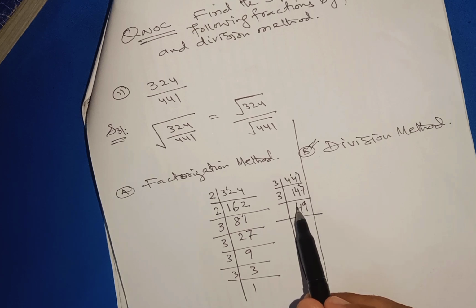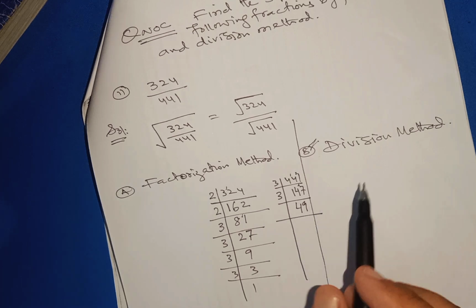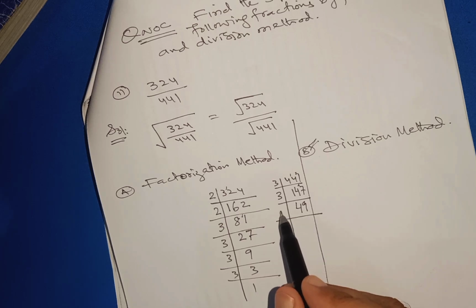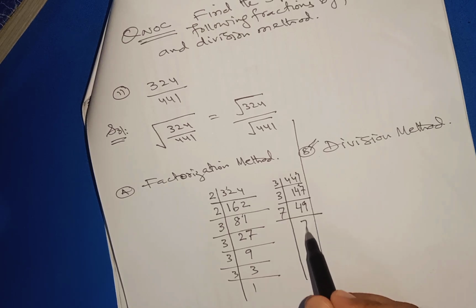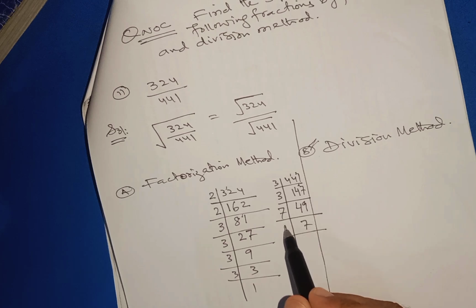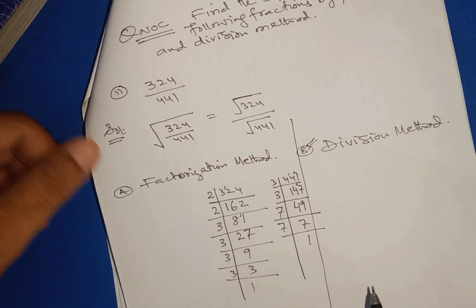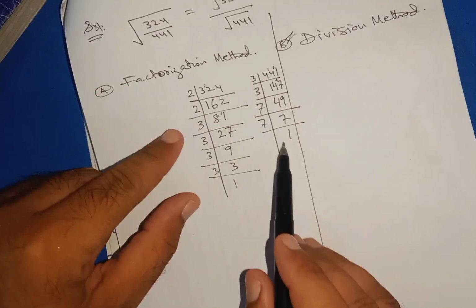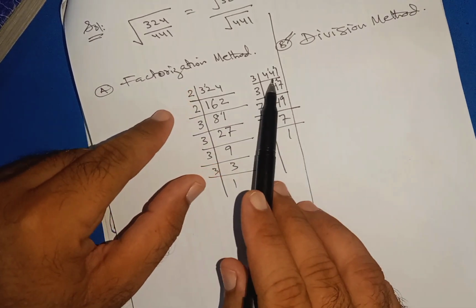We cannot read the table of 3 on 49. We cannot read 4, 5. 5 will not divide this. 6 will not. 7, yeah, 7 will divide this. 7 7s are 49. So another 7 is 1. So we have the prime factorization of 324 and 441.